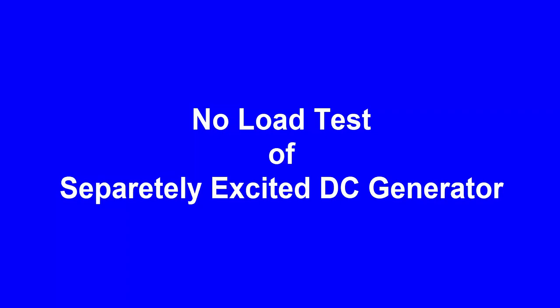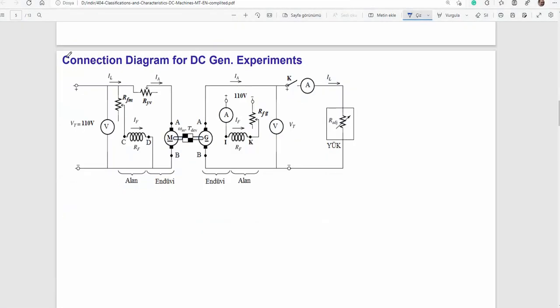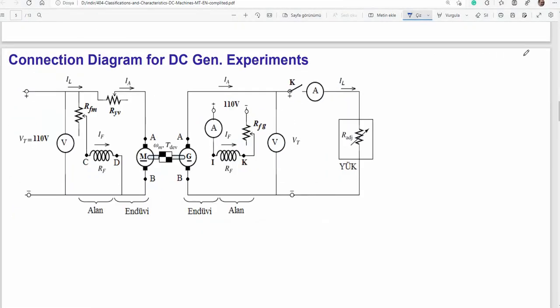Connection diagram for DC generator characteristics or experiments. Any connection will result in a different characteristic. So to define the machine characteristic, we conduct some experiments. Here on the screen you see a connection diagram for DC generator experiments. So we want to search DC generator characteristics.